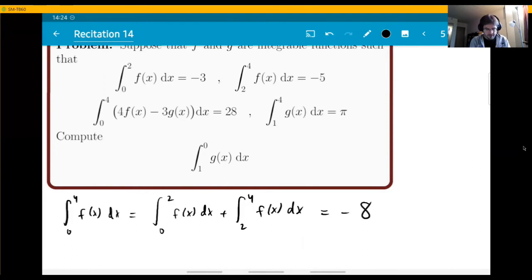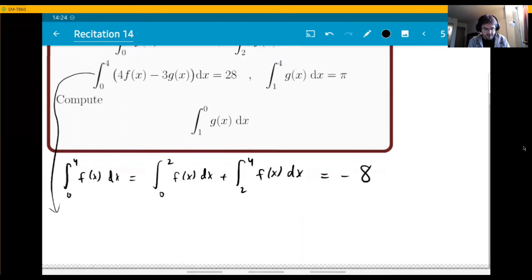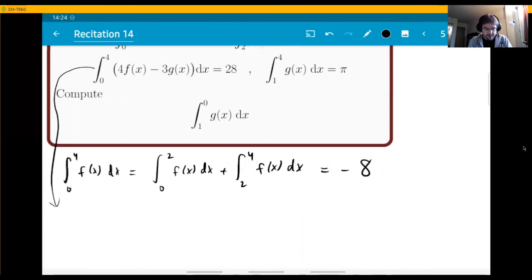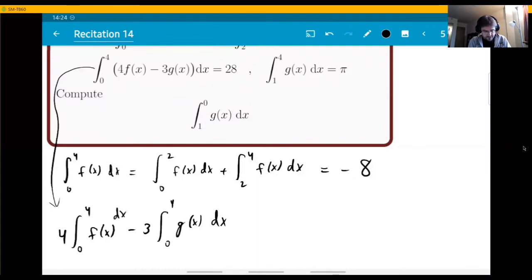So we keep this one, and I'm going to work with this third one here. They're saying that the integral between 0 and 4 of this linear expression between f and g is equal to 28. I can split that up like this. Integration is a linear operation, which means exactly this. I forgot a dx here. You can split the integral over this difference, and then each one has a constant in front that can go outside of the integrals. So that entire thing is the same as I just wrote down here.